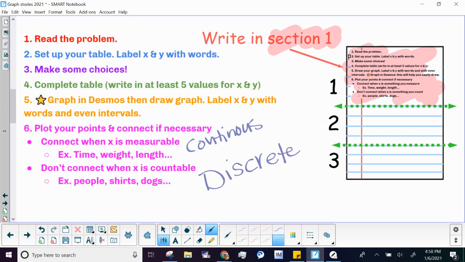This is also like a computer. If I had 0.75 of a computer, guess what? That's not a computer because it doesn't work. So I would not connect for that kind of situation. So pause your video now. Write all of these notes into section 1. Remember, you made section 1 the biggest, so you have space to write these notes. Make sure you've got it all because it's super important.